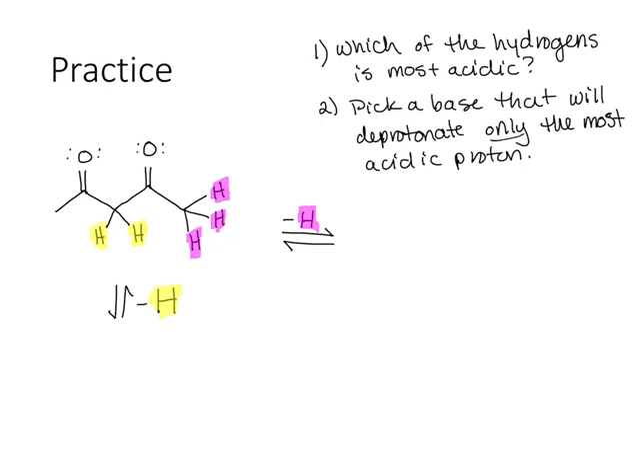Okay, so let's draw the product we would expect if we lost a purple hydrogen. If we lose a purple hydrogen, most of the molecule stays the same, but we'll have a lone pair of electrons on that far right carbon. And what's the product if we lose a yellow hydrogen? Again, it will look pretty similar, except we'll leave a lone pair of electrons on that central carbon.